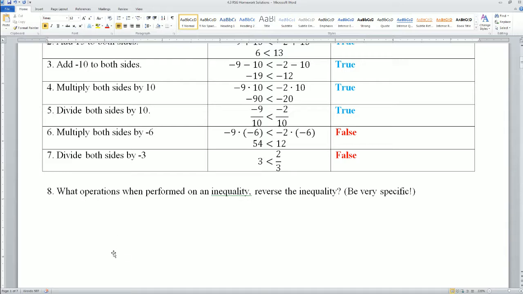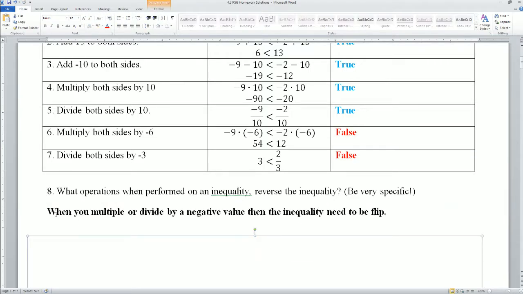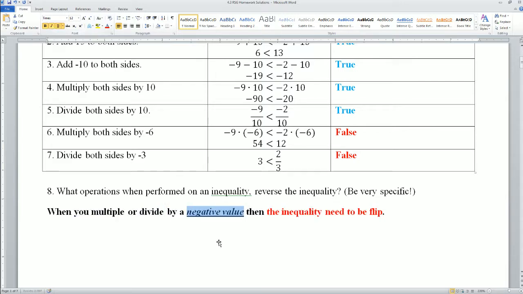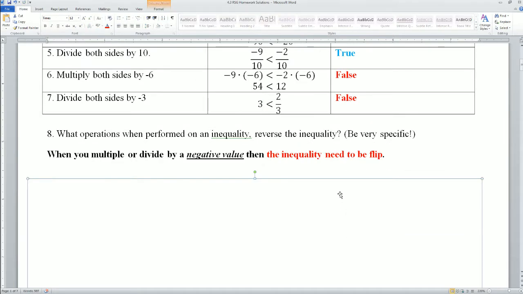Okay? So, which operation, when performed on an inequality, reverses the inequality? These two, the ones that are false. When you multiply or divide by a negative value, the inequality needs to be flipped. That's the important part. It's when you multiply or divide, and it has to be by a negative value. Make sure you get that part. It has to be the negative value.